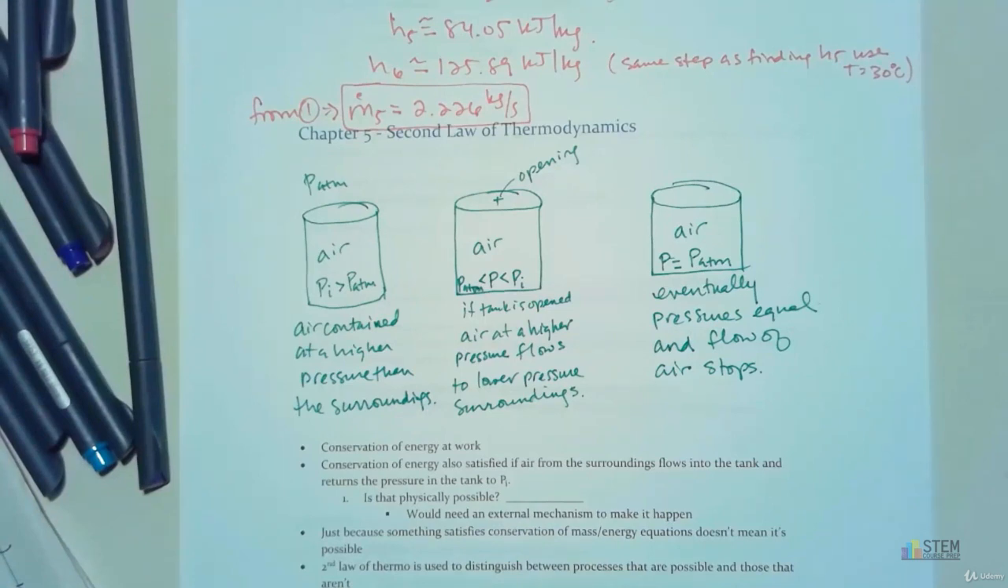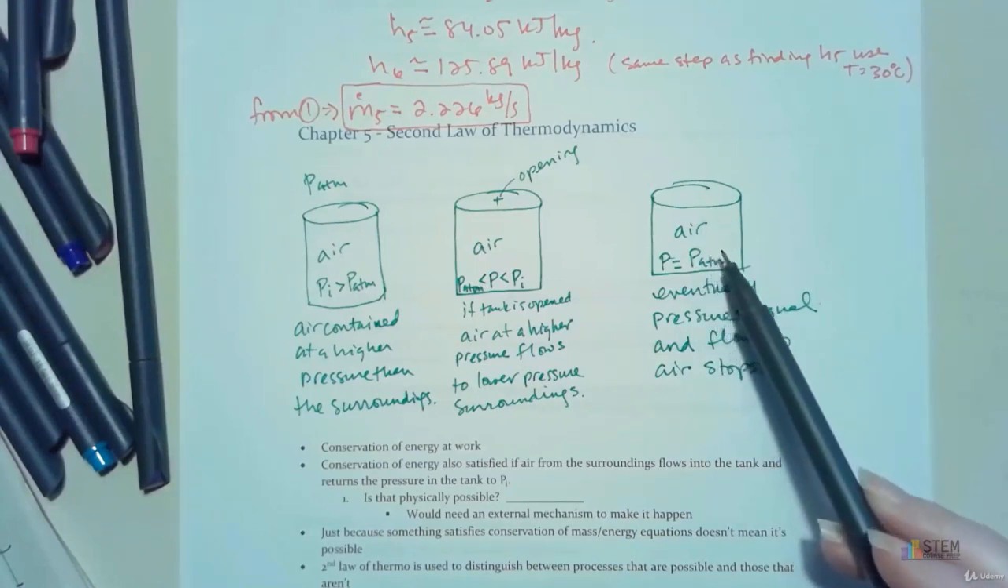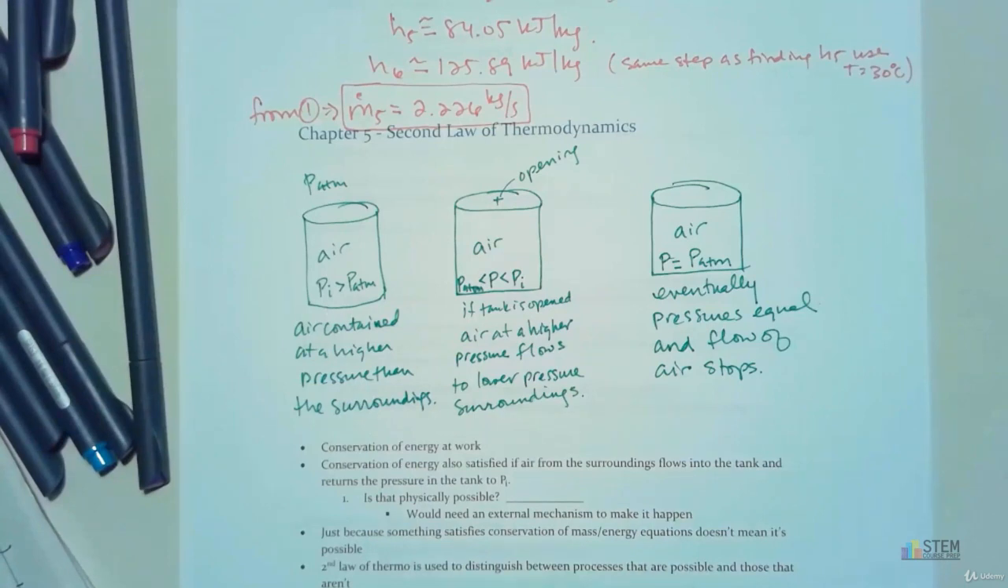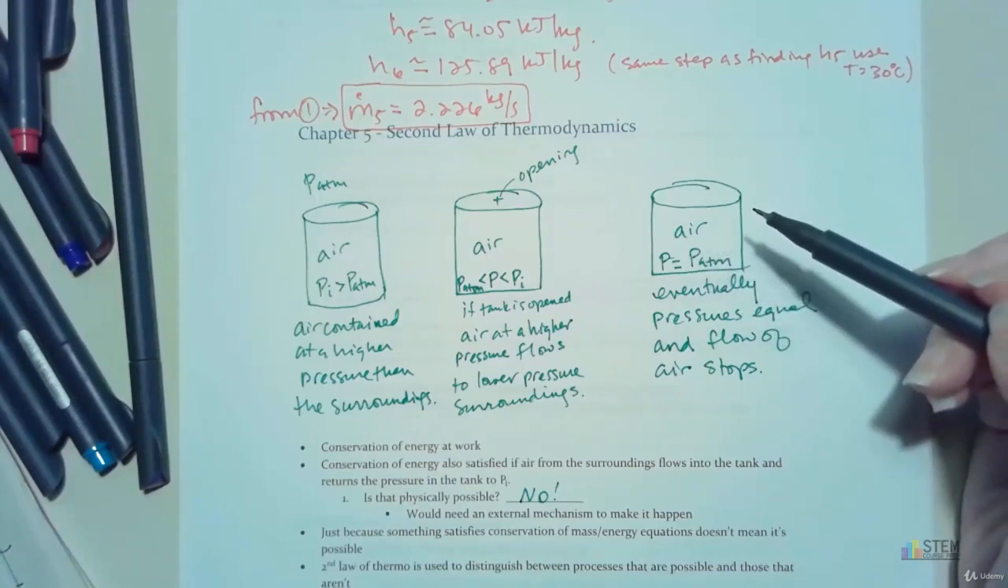Now, if we think about that, is that really going to happen? What do you think? Can air just kind of force itself back into this tank and repressurize to the original PI value? No, that ain't going to happen. All right, so that is not physically possible. We would have to have some sort of mechanism to make that happen. You'd have to have something to force the air back in, repressurize that canister.